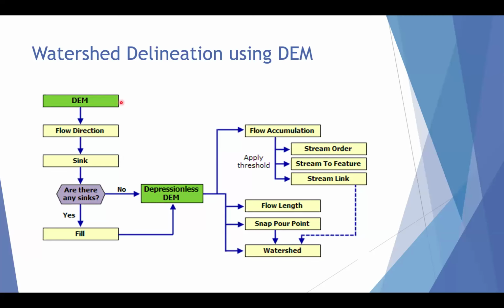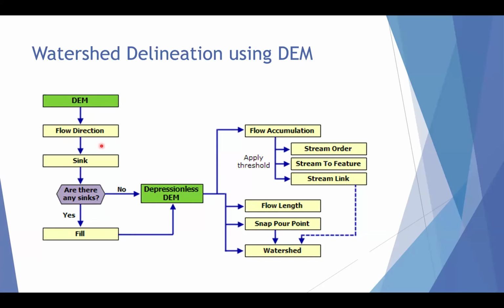I'll explain how we delineate the watershed using the DEM. The DEM, as I already mentioned, is a digital elevation model, which represents the elevation of each location. From the DEM, what we do is we try to derive flow directions.